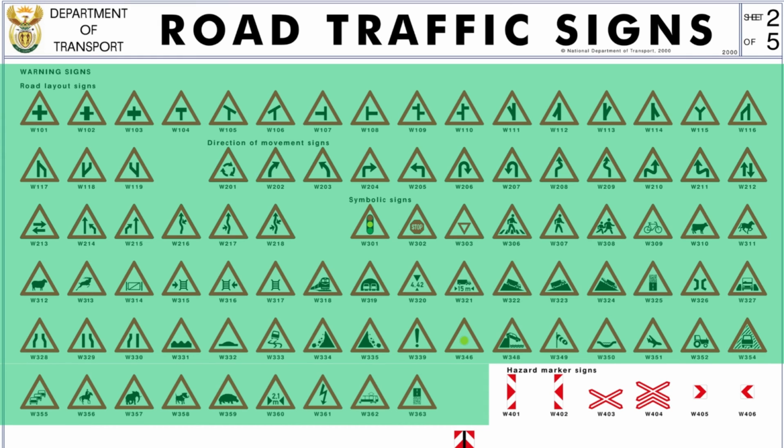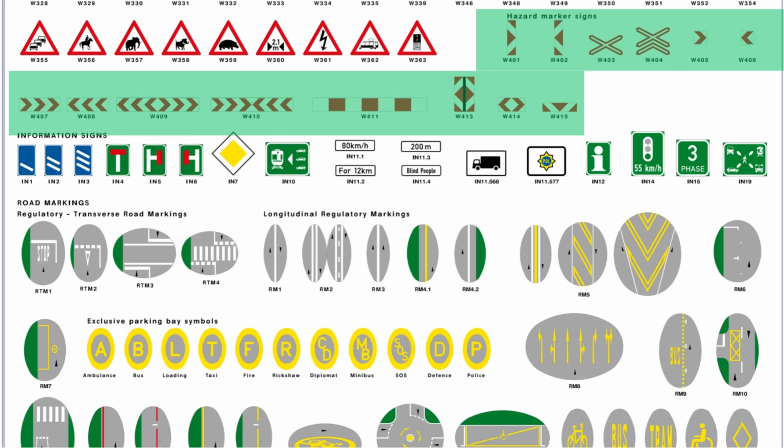They are typically rectangular with a white background and black text or symbols. Hazard marker signs are traffic signs that warn drivers of potential hazards ahead. They are typically yellow with black text or symbols.